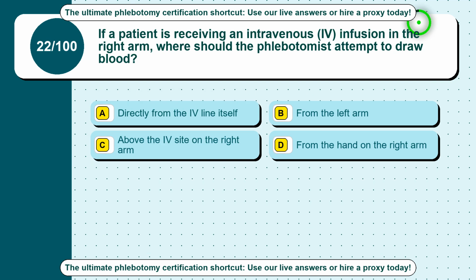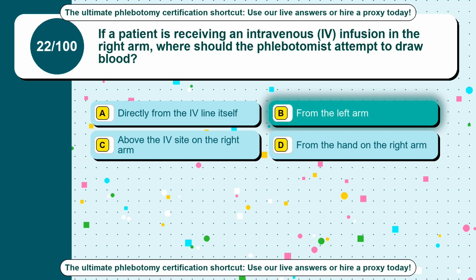Question 22. If a patient is receiving an intravenous IV infusion in the right arm, where should the phlebotomist attempt to draw blood? Option A, directly from the IV line itself. Option B, from the left arm. Option C, above the IV site on the right arm. Option D, from the hand on the right arm.